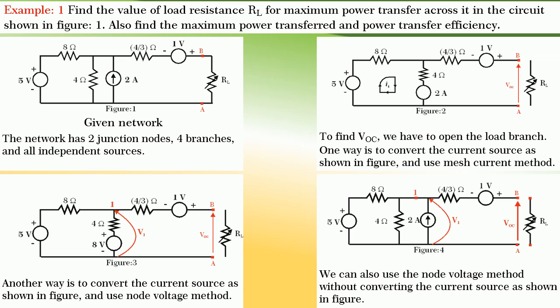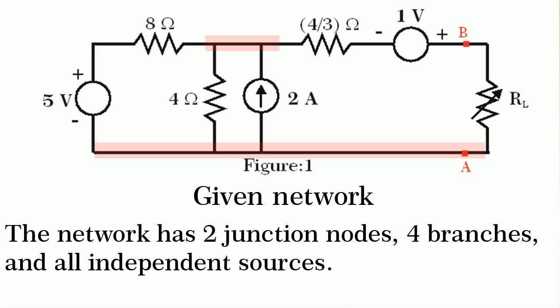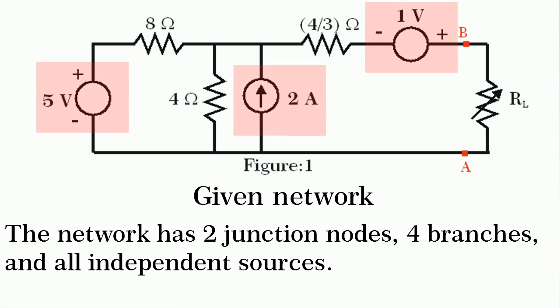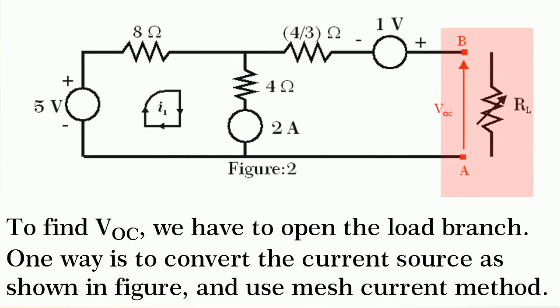Friends, now let us take an example to find the value of load resistance RL for maximum power transferred across it. Also, we are required to find the maximum power transferred. Consider the given network shown in figure. It has two junction nodes, four branches, and note that all sources are independent sources. First, let us find VOC. To find VOC, we have to open the load branch as shown in figure.